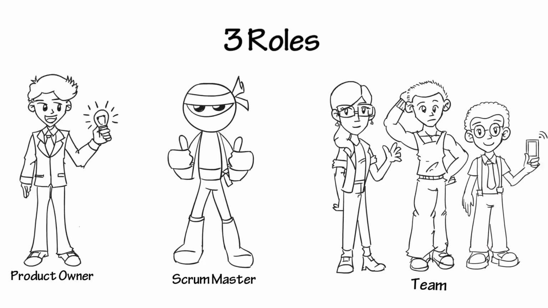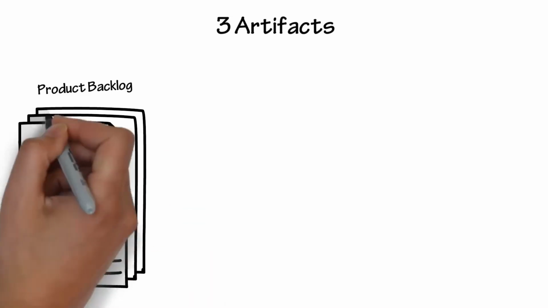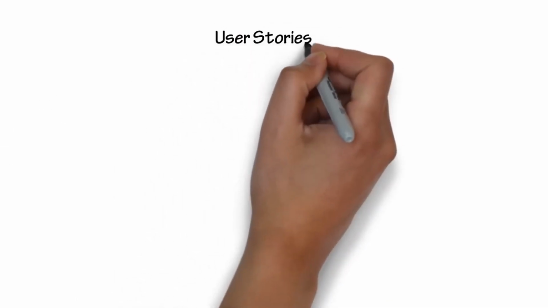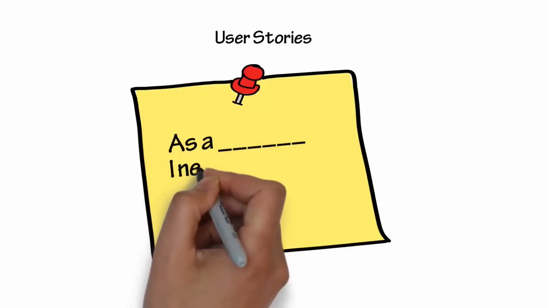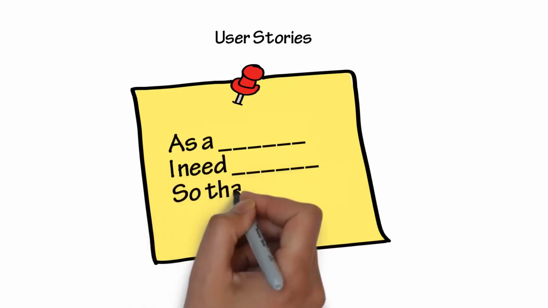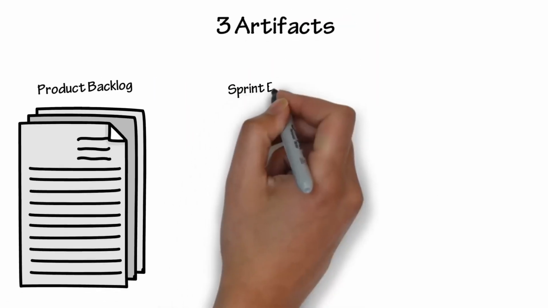There are 3 artifacts or documents that are used in Scrum. First, the product backlog. This is where product owners create a prioritized list of features, known as user stories, that could go into the product. This list evolves and changes priority with every sprint. User stories are a way of describing a feature set that follows the "as a user, I need something so that reason" format. This way of phrasing a user story allows the product owner to specify the right amount of detail for the team to estimate the size of the task.